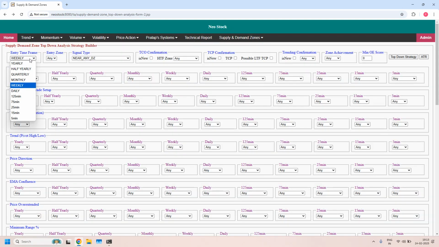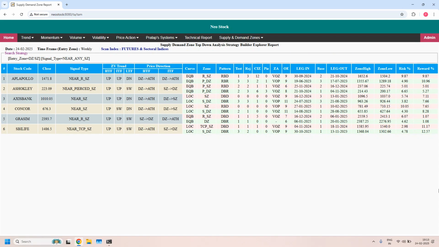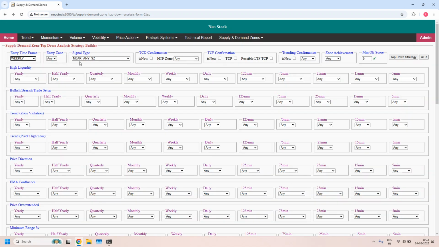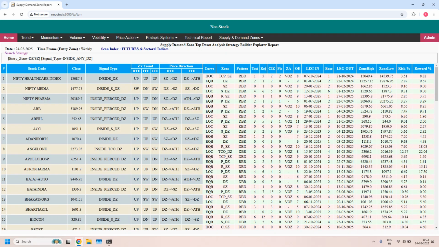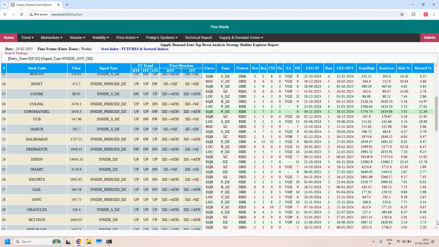Next, weekly time frame, stocks near weekly supply zone. We got 6 stocks. Next, weekly time frame, price closed inside the weekly demand zone. We got 78 stocks. First 15 stocks on the list. Let me scroll the list down quickly, then we will filter with EMA confluence. I am scrolling the list down.